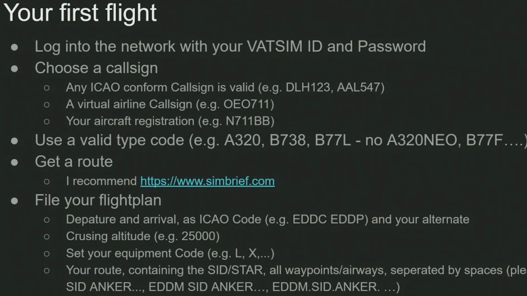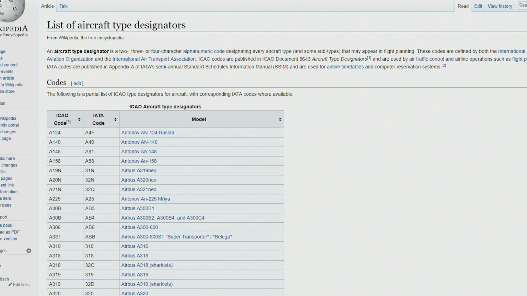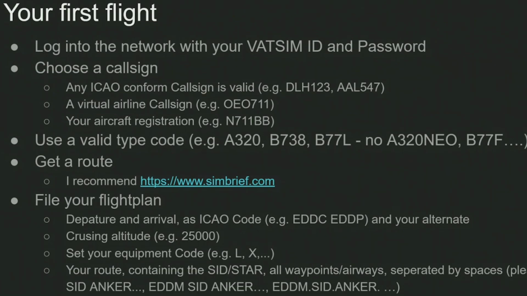There is a thing called wake turbulence categories. It basically tells you how much separation different kinds of aircraft need. There are 4, I think. There's light, medium, heavy, and super. Super is only for the A380 and this big Antonov cargo plane. And we need to know that as a controller. So when you log in, please use the right one. The A320neo, for example, I've seen this many times. That doesn't exist.